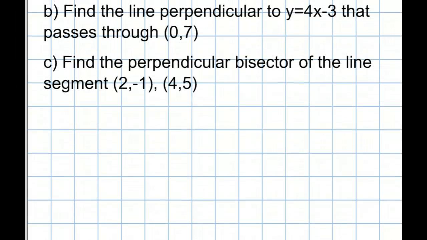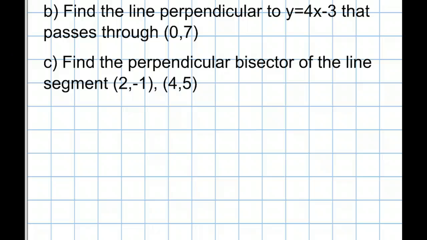Right, now the last one is the trickiest. Third one, part C is the trickiest. Find the perpendicular bisector of the line segment 2, minus 1, 4, 5. Really tricky. I don't believe this is grade A. The textbook says it is. Because we've got a couple of stages here.